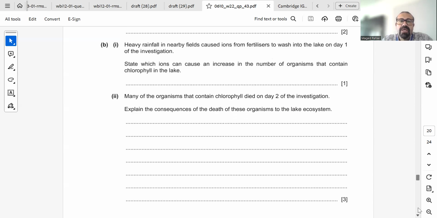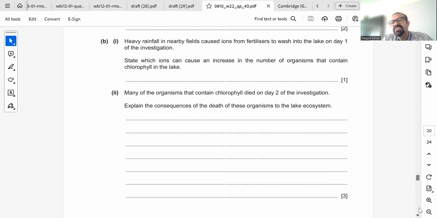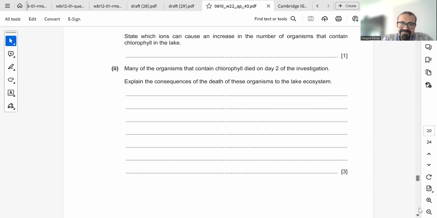Okay. Question B(i). State which ion can cause an increase in the number of organisms that contain chlorophyll in the lake. I can say definitely nitrate, because I'm talking about the number of organisms. Nitrate will increase growth because it increases protein, or the idea of magnesium for chlorophyll. Here, Abdelrahman, is your question about eutrophication. In this question you should mention eutrophication. Magnesium is correct too, of course, Malak.